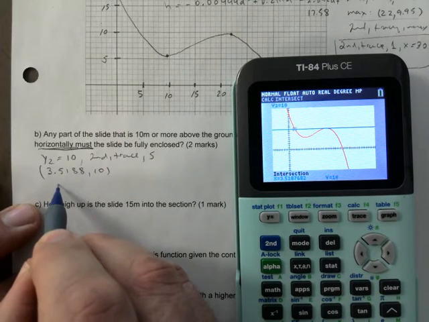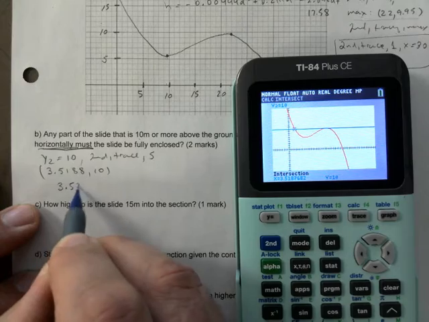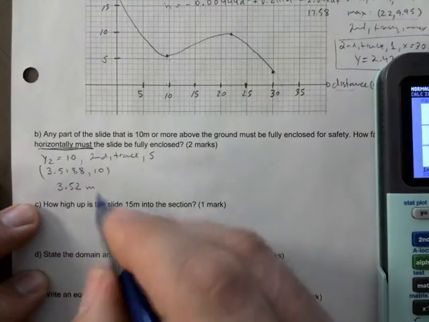So all we need to do here is, if you wanted to go -0, you can, but why? It's not necessary. 3.2 meters horizontally.